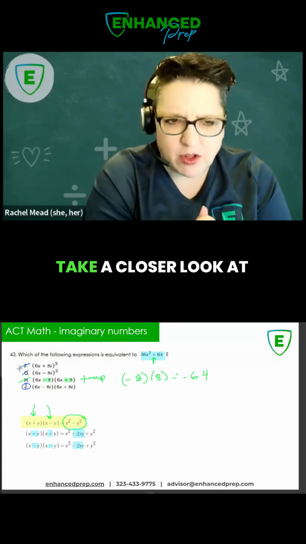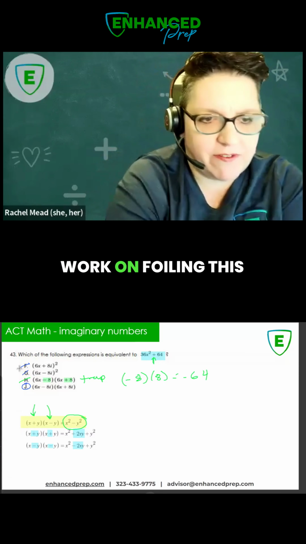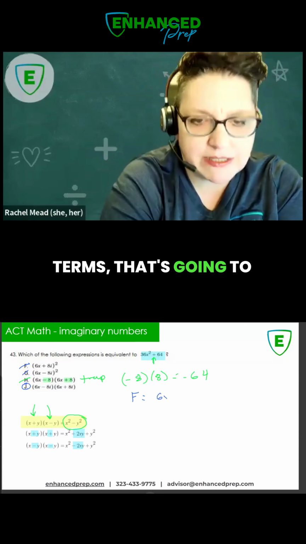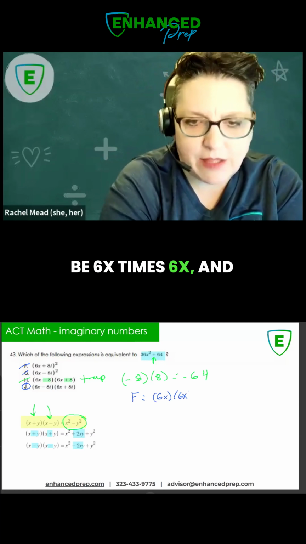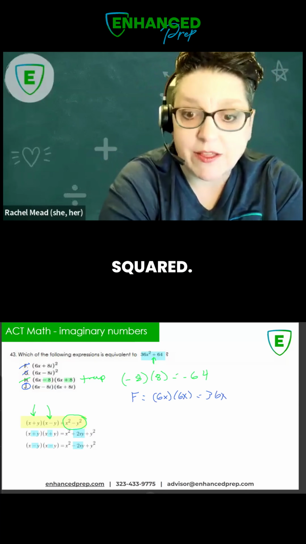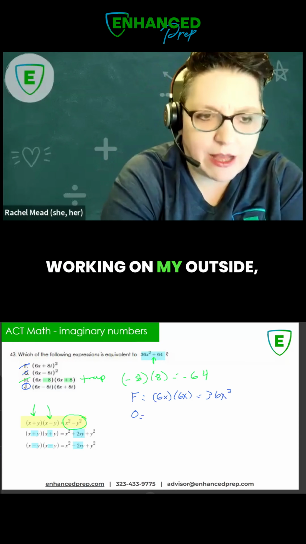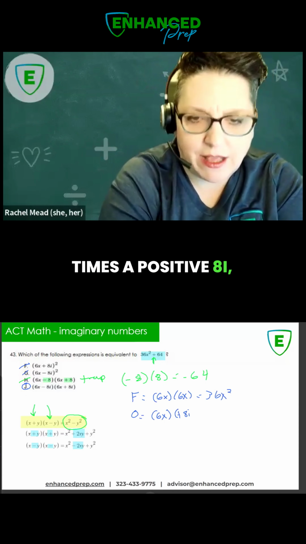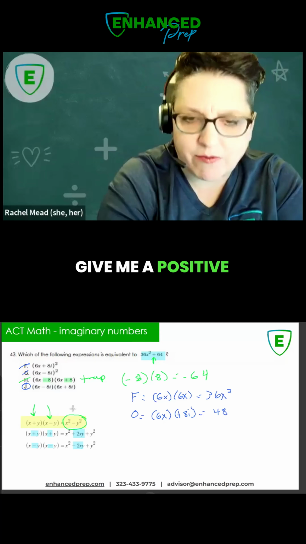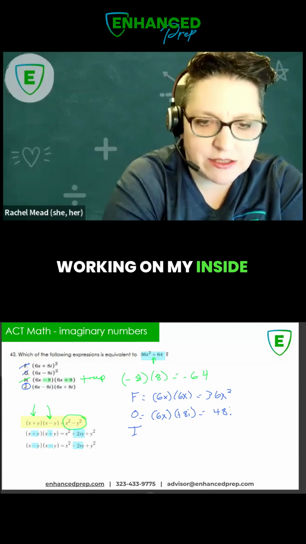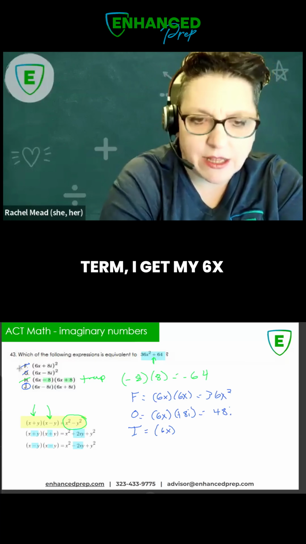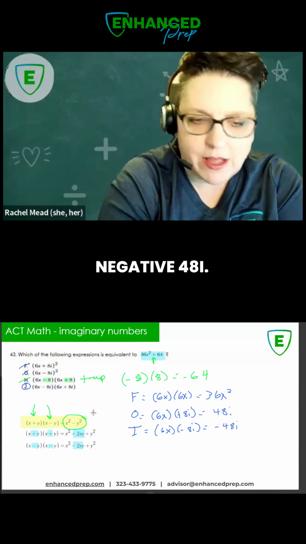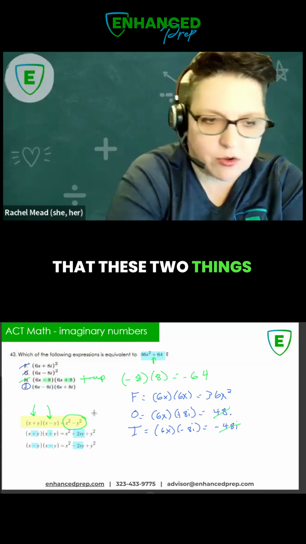All right, so let's take a closer look at what happens when we work on foiling this through. If I FOIL out my first terms, that's going to be 6x times 6x, and that gives me my 36x squared. That checks. I like that. Working on my outside, I'm going to have a 6x times a +8i, and that's going to give me a +48xi. Working on my inside term, I get my 6x times a -8i, and that gives me a -48xi. I can then recognize that these two things are going to cancel.